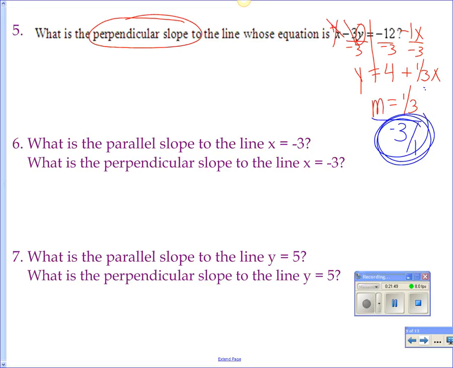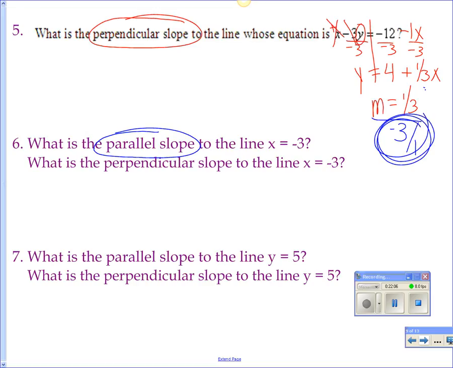All right, flip it over. Number 6, what is the parallel slope to the line x equals negative 3? Circle parallel slope. In your head, when you see parallel, what should you think? Same. Good. They're going to be the same.